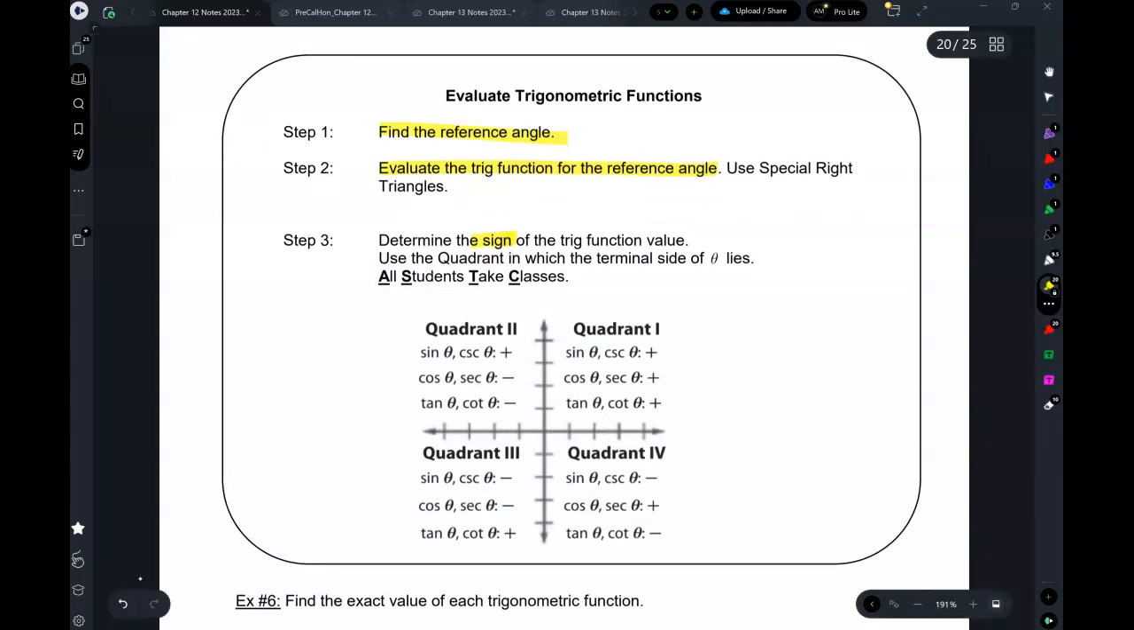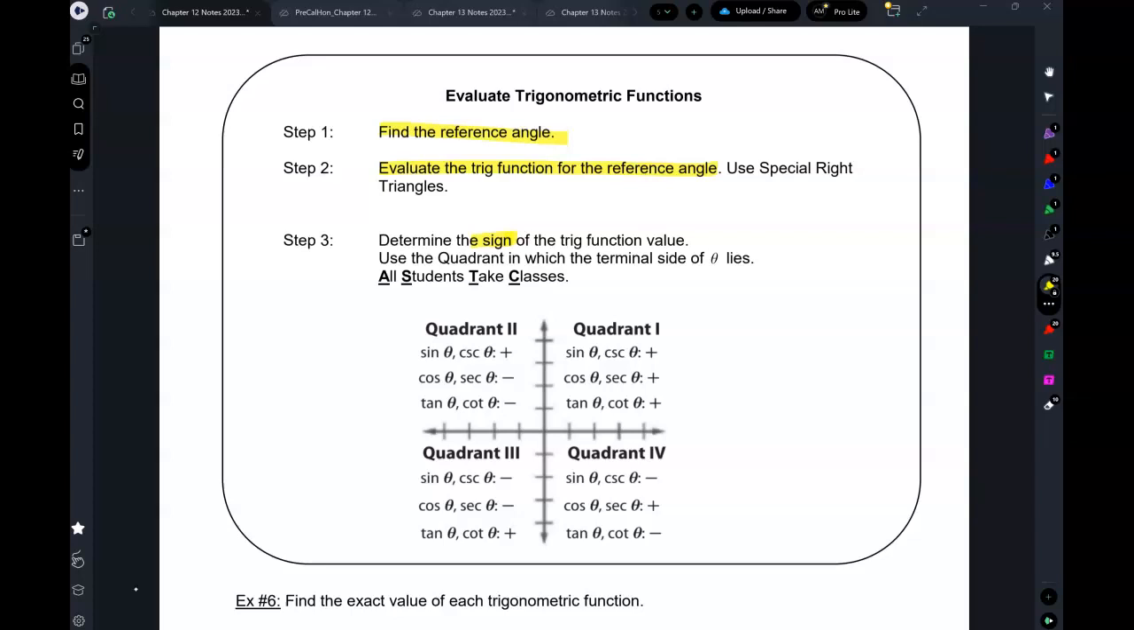Now for this, we have a mnemonic. There used to be this mnemonic device to help you remember. The whole world knows it as all students take calculus, but that's not even a true statement. However, all students take classes. Now that is a true statement. Okay, what do you mean, Miss Malikian? What are you talking about? Okay, so let me tell you.